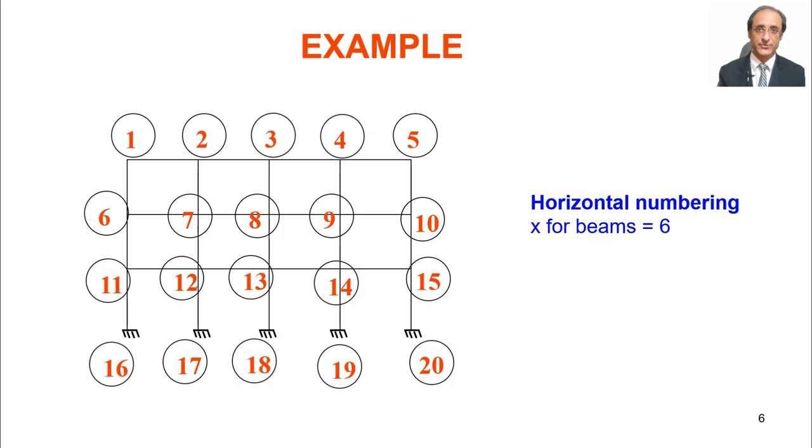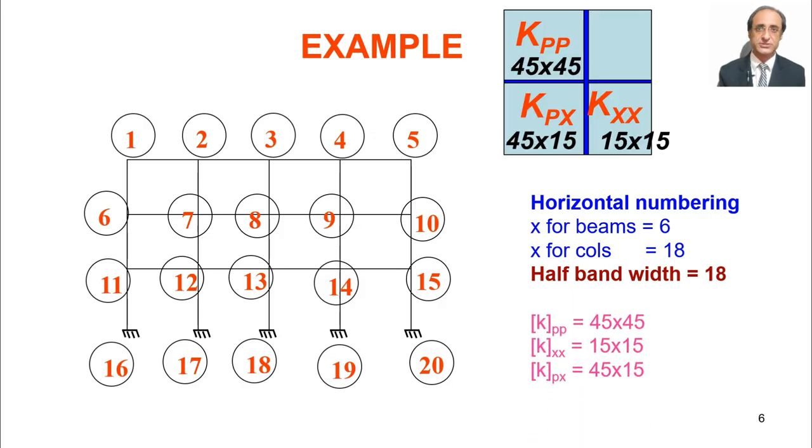So all these members, in what way will these contribute to the value of x? Let's say a typical column. Let's say we do it for this column. What is the lowest degree of freedom? 7 and 9. So minus 7. And what is the highest degree of freedom? 24 plus 1. So what is the answer? 18. So the answer is 18. So here for this particular structure, the largest value of x will come out to be 18. So bandwidth is 18. So the size of KPP, what will be the total size?